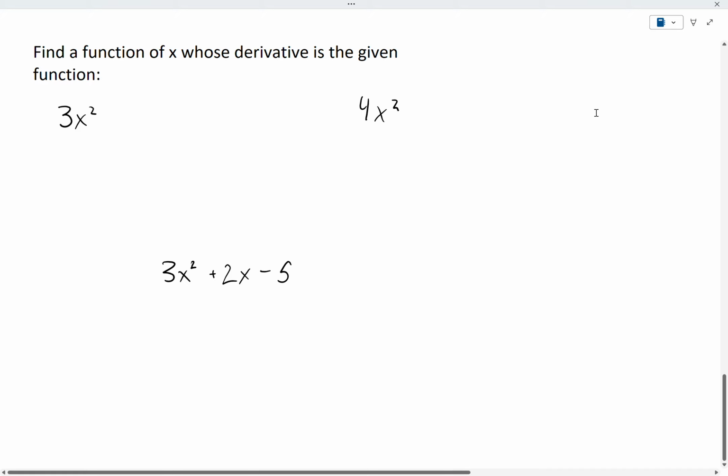In this video, we're going to be working with some derivatives. So find a function of x whose derivative is the given function. In other words, each of these functions right here is a derivative, and our goal is to find the original function that resulted in these derivatives right here.